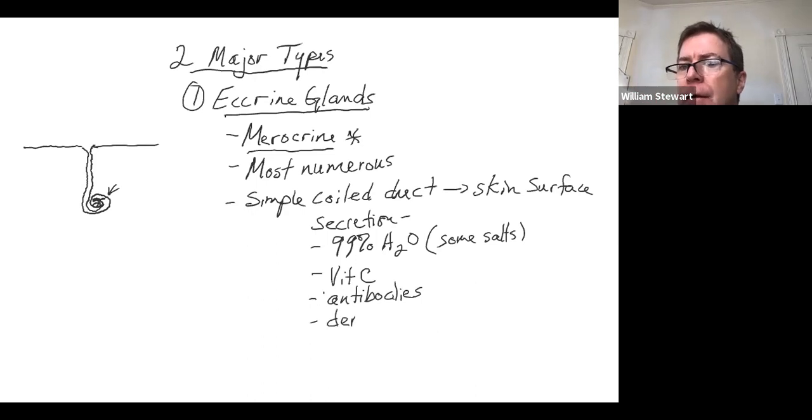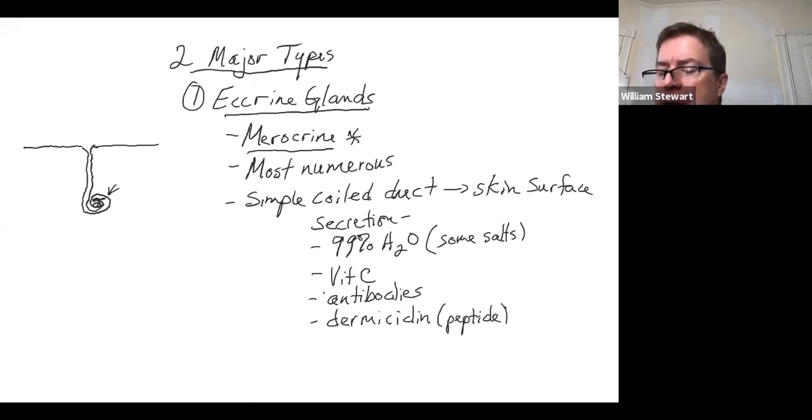Dermacidin, this is an antibacterial peptide. It's not necessarily an antibody. Antibodies are protein-based, so this is just a small little peptide. It behaves like an antibody. Peptide just means a small chain of amino acids. That's all that word means.